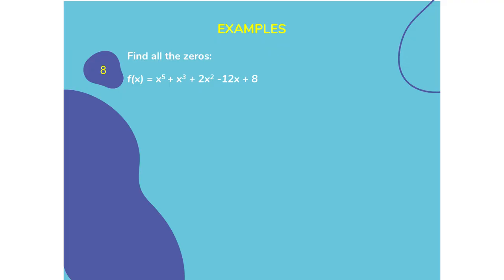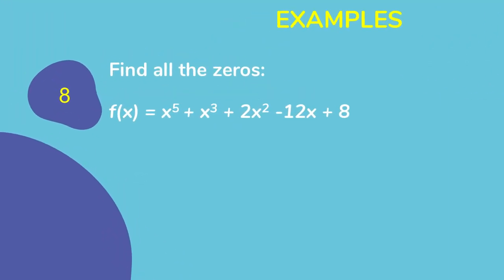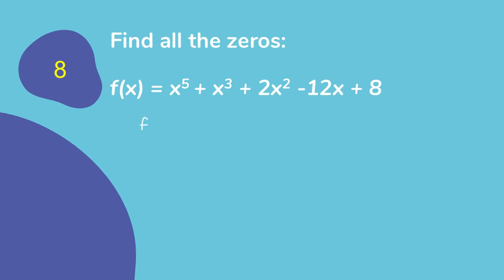Same process. We're just going to have to add something else. So first thing we have to do is find our possibilities, okay? So that means looking at it, I'm going to go ahead and try and find those factors of my last term and factors of my leading coefficient. So I have factors of my last term, which is 8, and factors of my leading coefficient, which is 1.